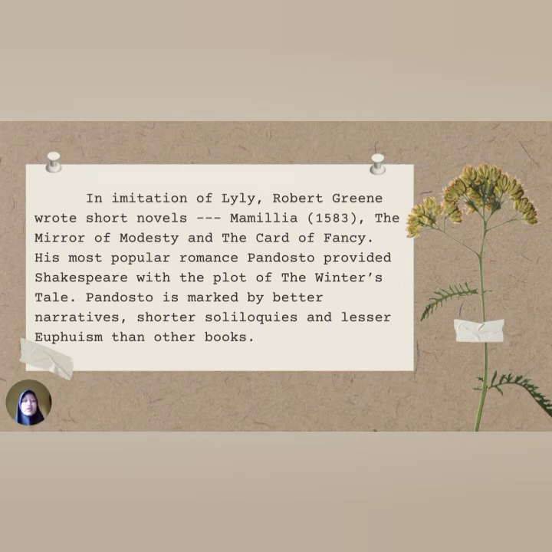In imitation of Lyly, Robert Greene wrote short novels: Mamillia, 1583, The Mirror of Modesty, and The Card of Fancy. His most popular romance, Pandosto, provided Shakespeare with the plot of The Winter's Tale. Pandosto is marked by better narratives, shorter soliloquies, and lesser euphuism than other books.